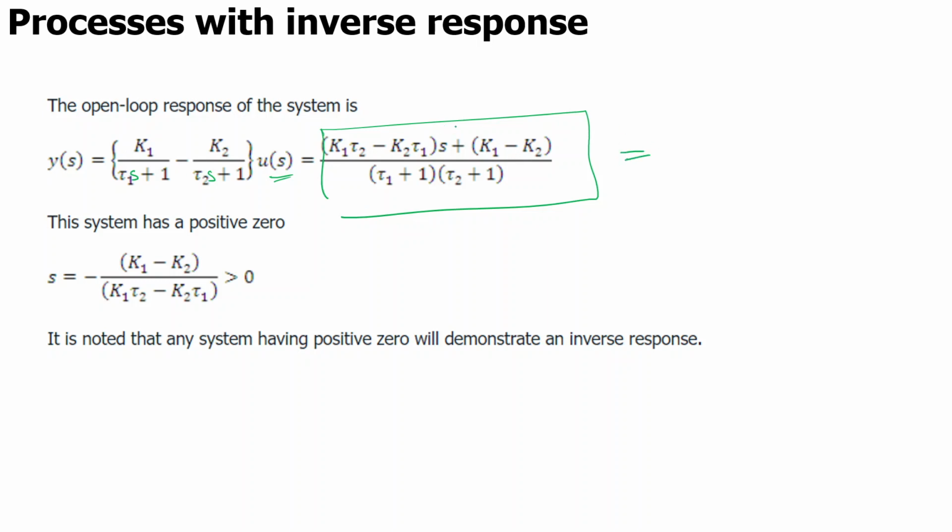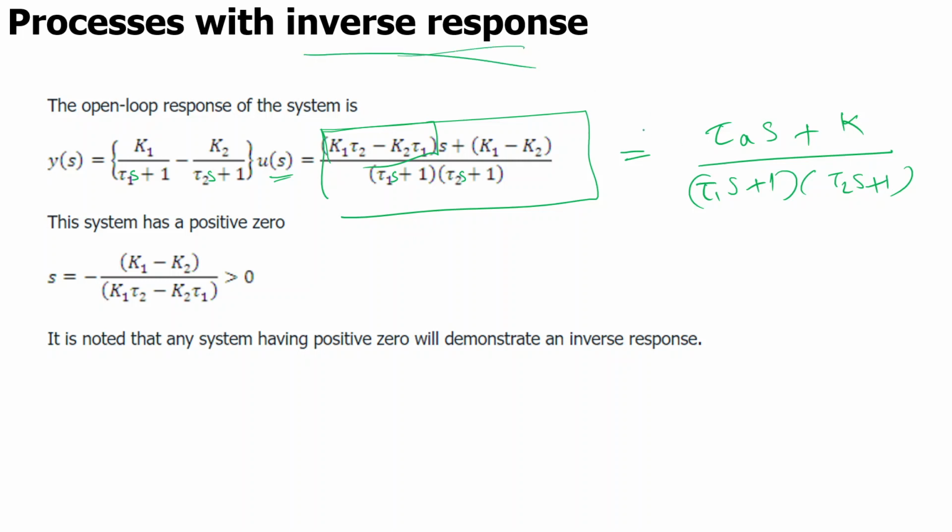This we can further write as, let us consider this as tau a s, and K1 minus K2, that is K, upon tau 1 s plus 1 upon tau 2 s plus 1. In this slide, the s is missing in both of these terms, so it will be present over here. In general, the transfer function of processes with inverse response can be denoted using this equation, where tau 1 and tau 2 are the time constants of the individual processes present in the system, and K can be called the difference of the process gains of the system, that is K1 minus K2, and tau a you can say is the weighted average based on K1. Tau a, you can simply calculate from this term.